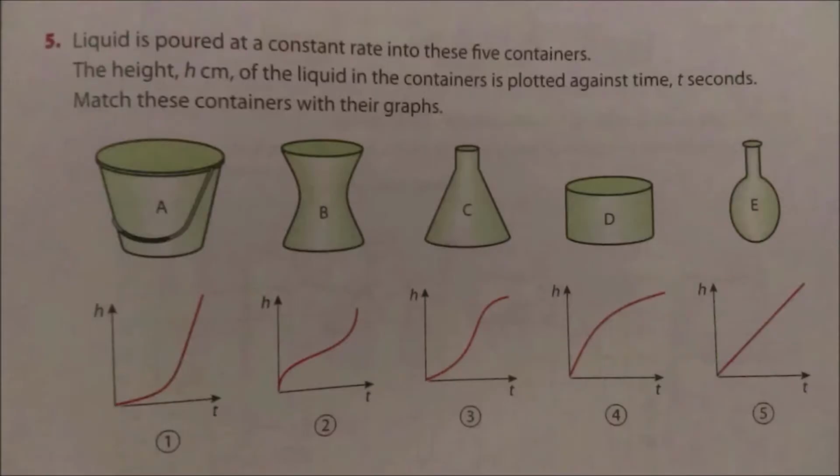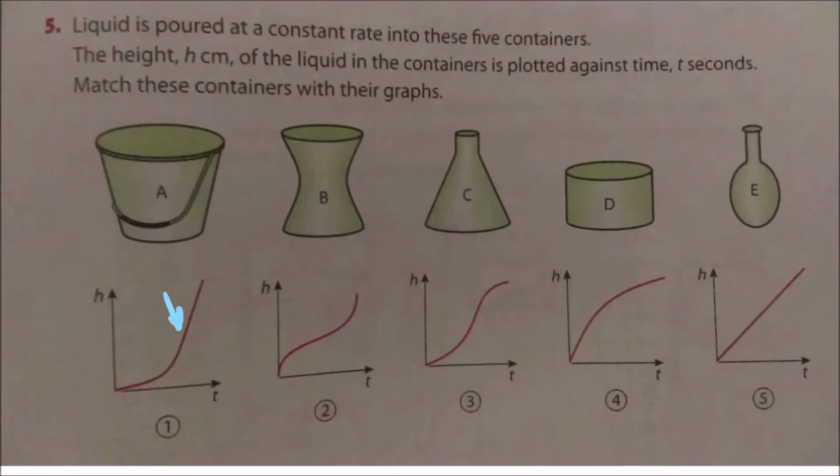Okay, next question is out of the book. So a liquid is poured at a constant rate into these 5 containers. The height, H cm, of liquid in the containers is plotted against time in seconds. Match these containers with their graphs. Okay, well, the steeper the curve on these, that means the faster they're filling up.